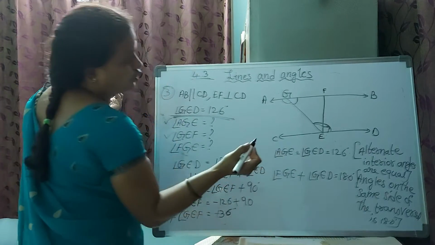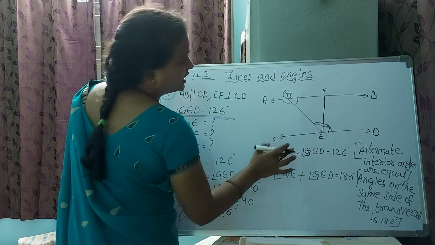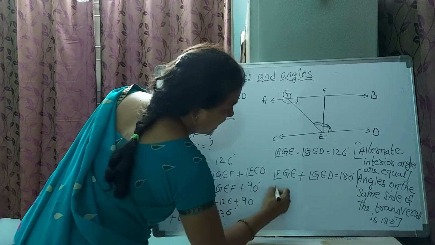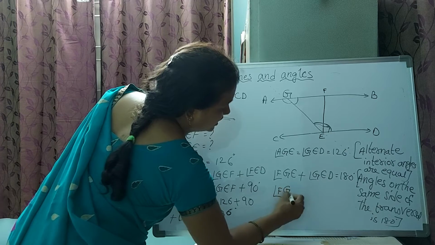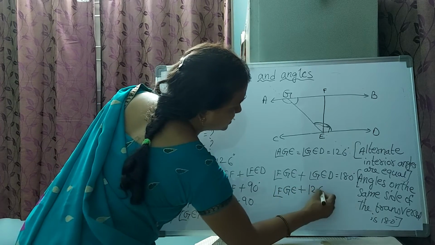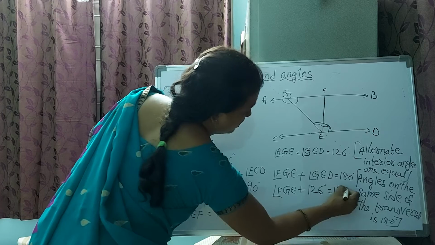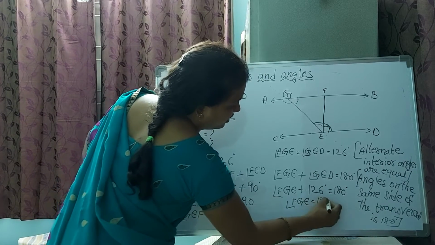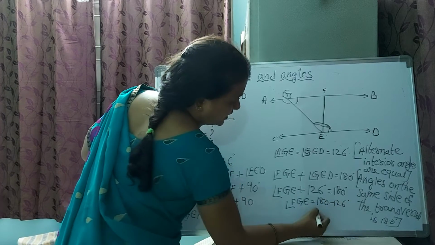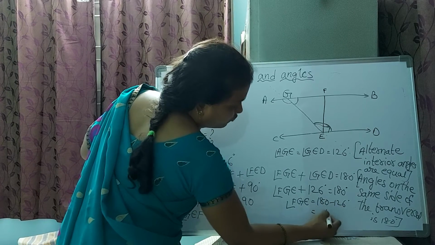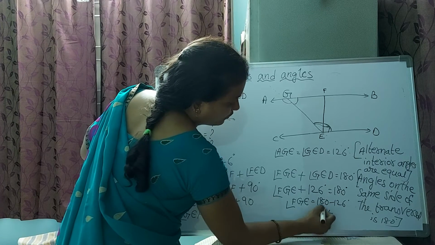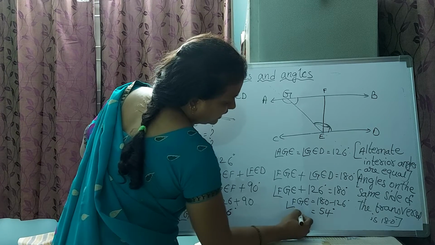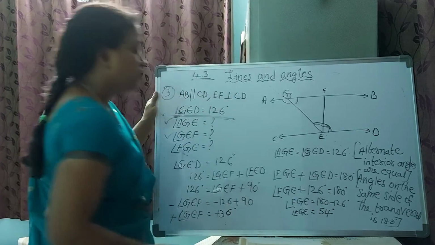Angle FGE we don't know, but angle GED they have given 126 degrees. Angle FGE plus 126 degrees is equal to 180. So angle FGE is equal to 180 minus 126 degrees. That is 10 minus 6 is 4, 7 minus 2 is 5, 1 minus 1 is 0. So 54 degrees. Angle FGE is equal to 54 degrees.